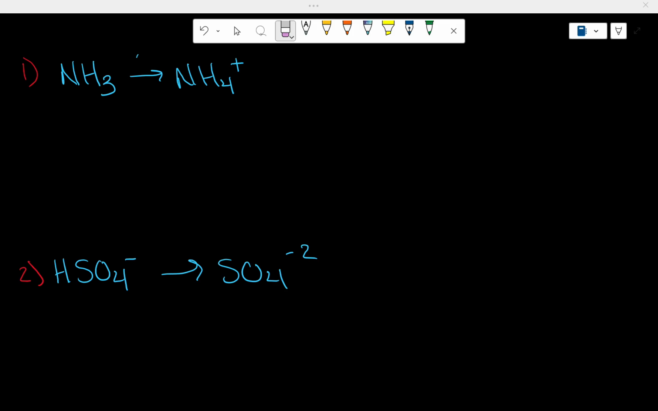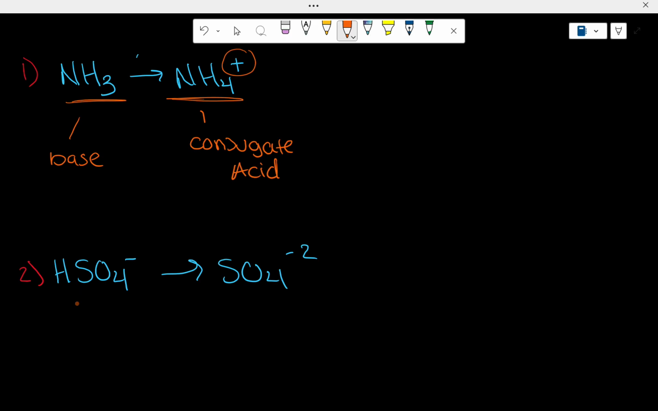So we start off with NH3. Then we gain a hydrogen as it's now an NH4. And we gain a positive charge. So this absorbed a proton, and bases absorb protons. So this is going to be a base, and this is going to be a conjugate acid.